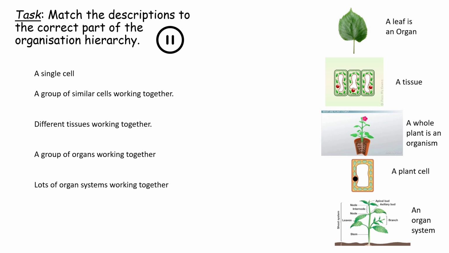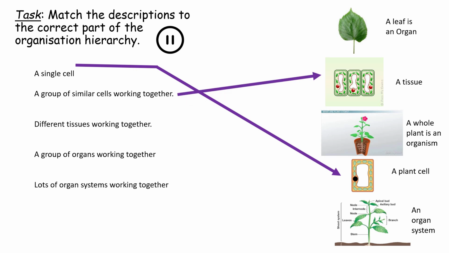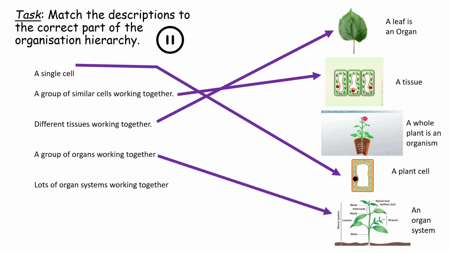Match the descriptions to the correct part of the organization hierarchy. Pause the video. Right, let's go through the answers. Here we have a single cell. A group of cells working together is a tissue. Different tissues working together is an organ, like this leaf. A group of organs working together is an organ system, like the leaves and stem, which are the transport system. Lots of organs working together form a whole organism.